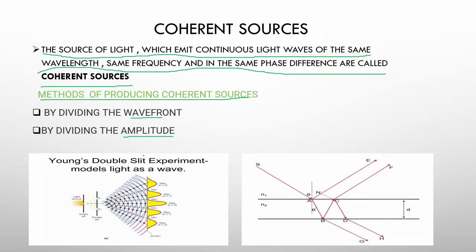If you see Young's double slit experiment, you will get secondary sources by dividing the wavefront of the incoming source light. This is how you will get them.